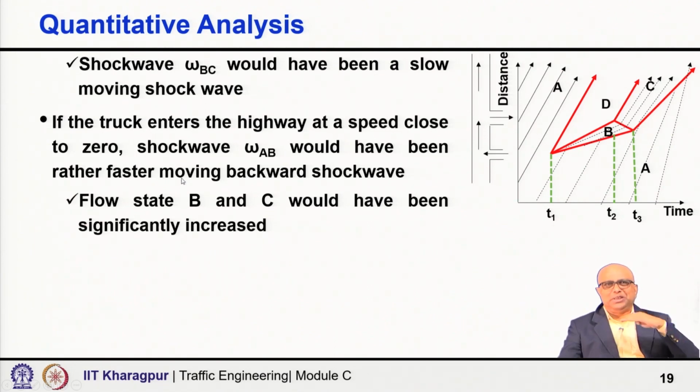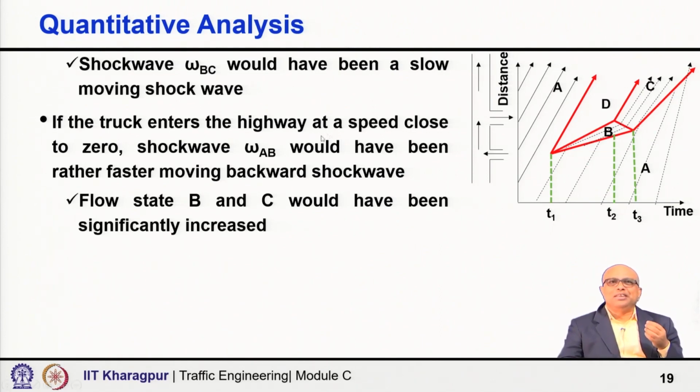If the truck enters the highway at a speed close to 0, almost like a 0 speed it is entering, then the traffic state B again would have been significantly increased. Not only traffic state B, traffic state C also would have been increased very significantly. Both would have got impacted heavily. You could have got a larger area of this traffic state A, I mean more dominance, more impact.